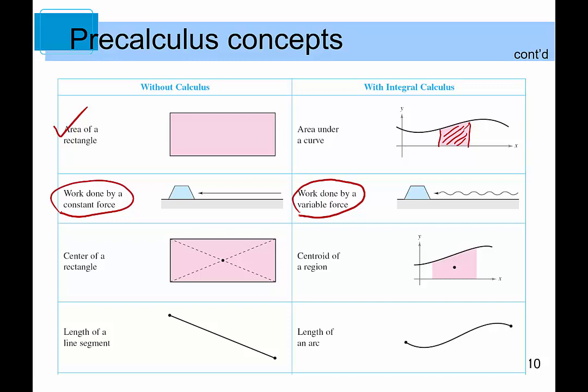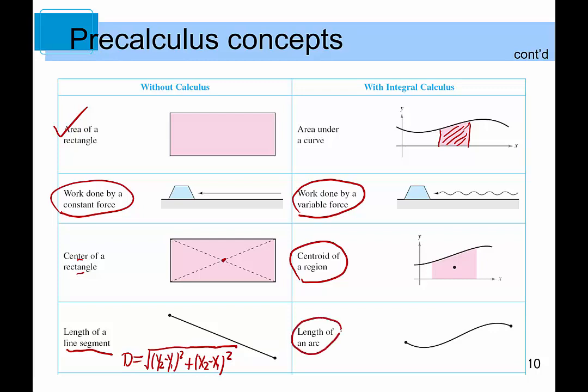And without calculus, you can find the center of the rectangle. With the integral calculus, you'll be able to find the center of a region, which is a lot more complex. And without calculus, you can find the length of a line segment, just like that one, using the distance formula, given the coordinates of the 2 points. With the help of calculus, you can find the length of an arc.